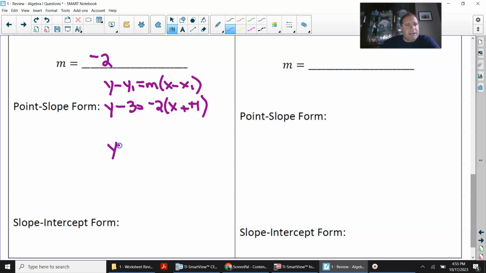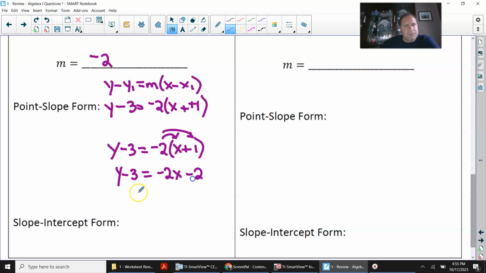I'm just going to rewrite it and then solve for y. Y minus 3 equals -2 times x plus 1. So we have distributive property going. We have y minus 3 equals -2x minus 2. And you add 3 on both sides. And here is the slope-intercept form.